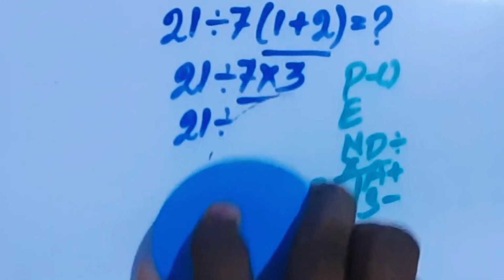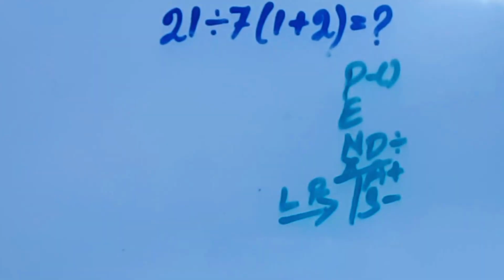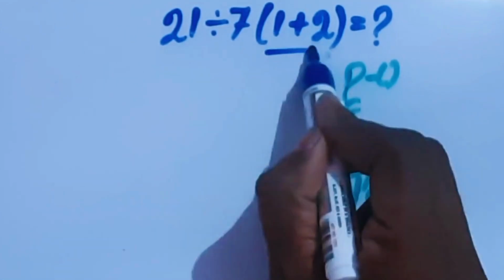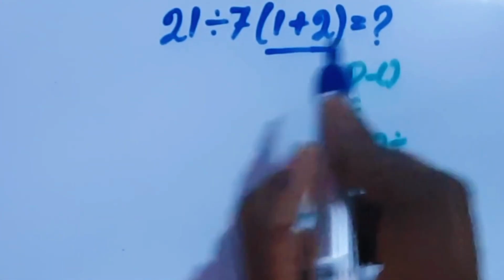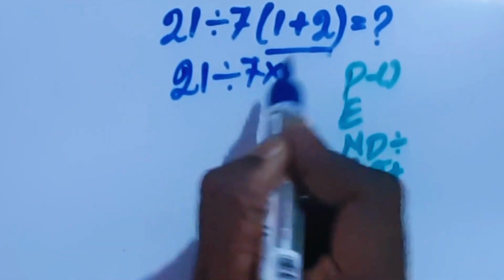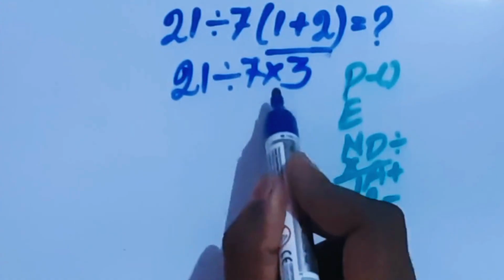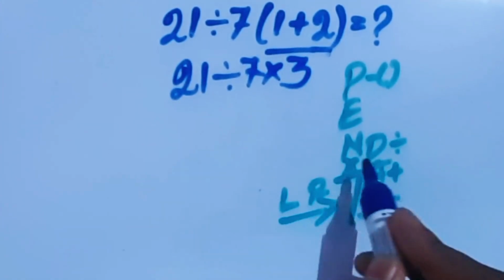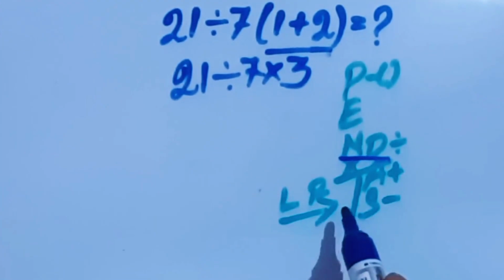Now we are going to do this problem the correct way by using the order of operations PEMDAS. Now here the bracket is higher priority than all other operations. So we have to do this bracket first: 21 divided by 7 times this 3. Now we have division and multiplication. Both are of equal priority, so we have to use the left to right rule.